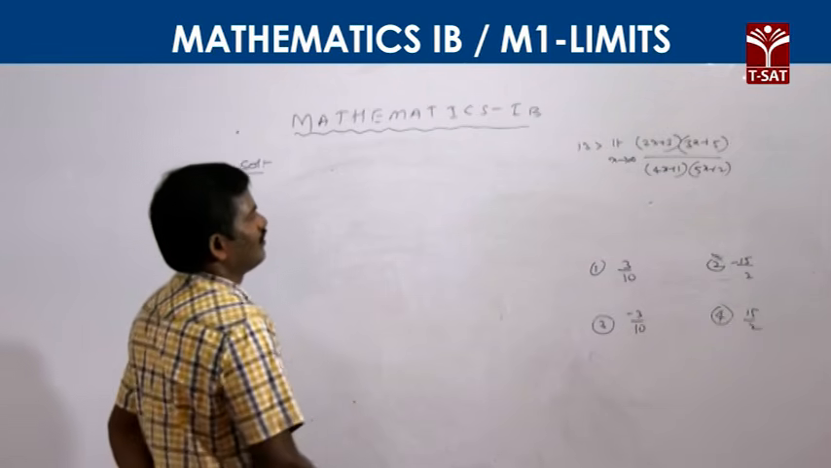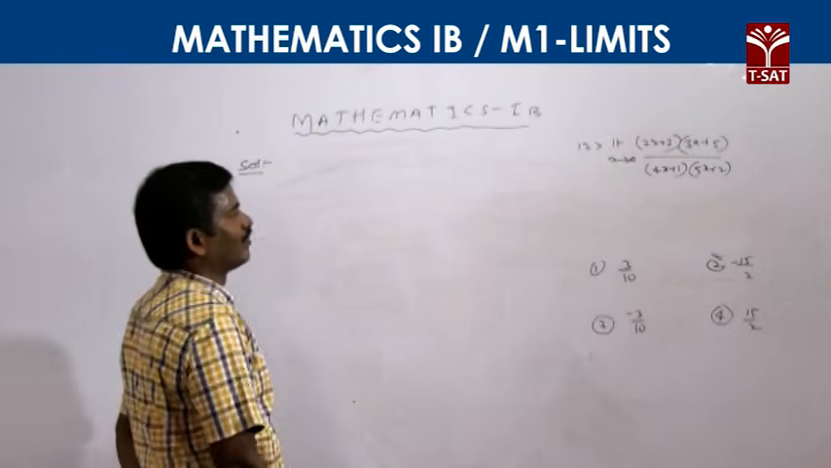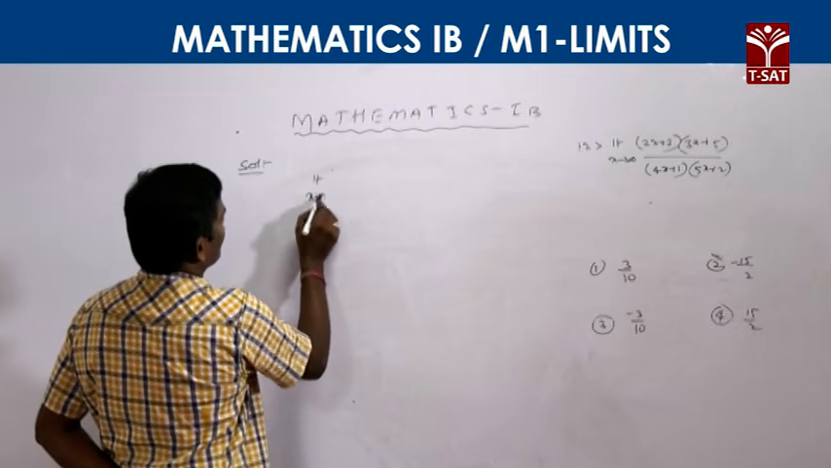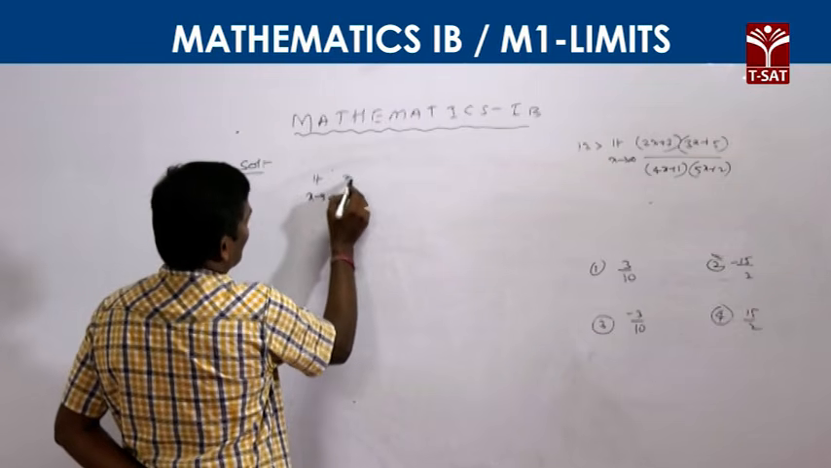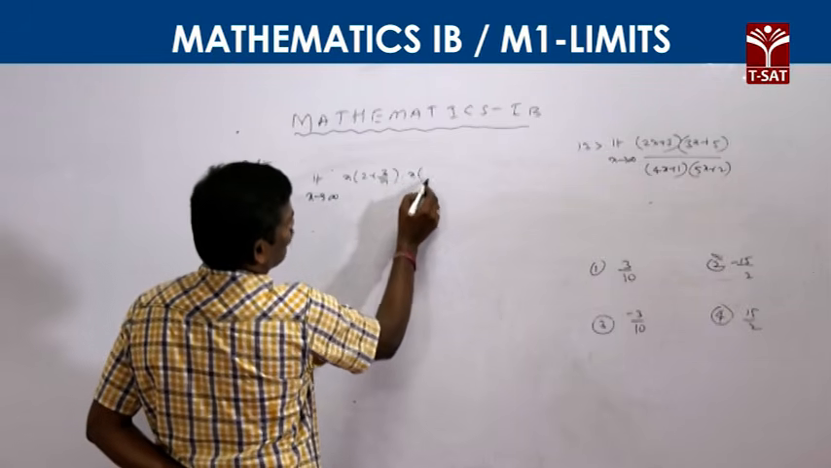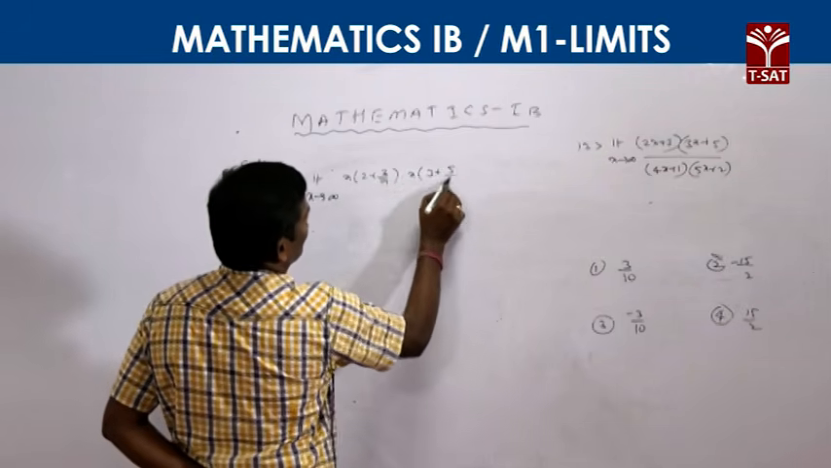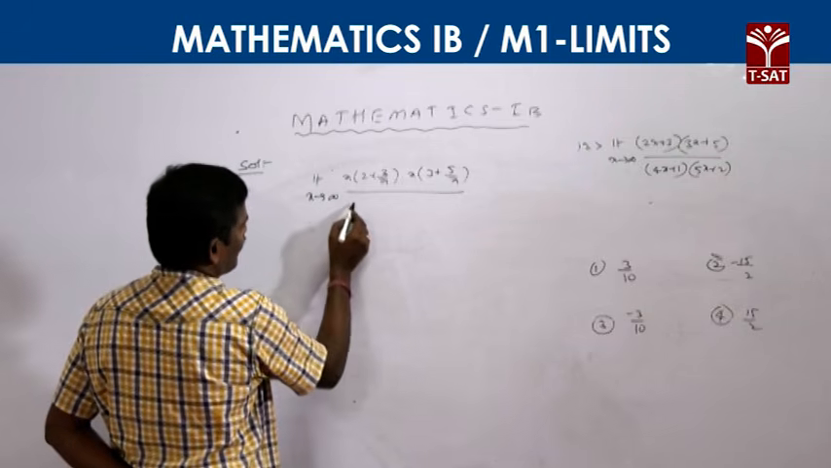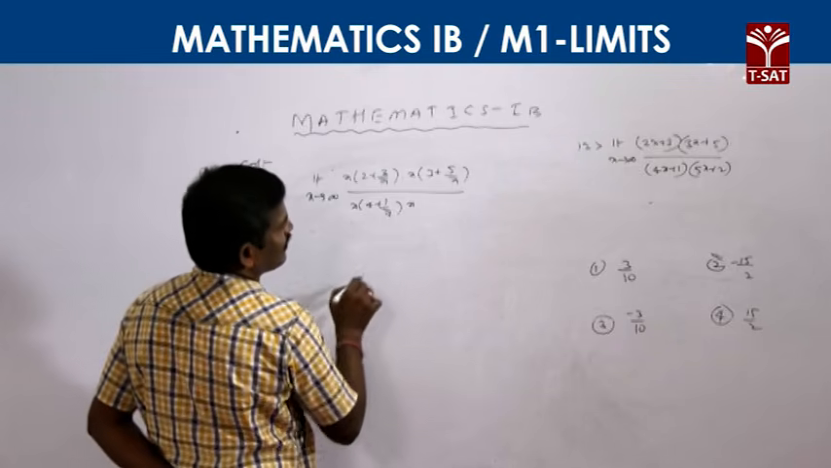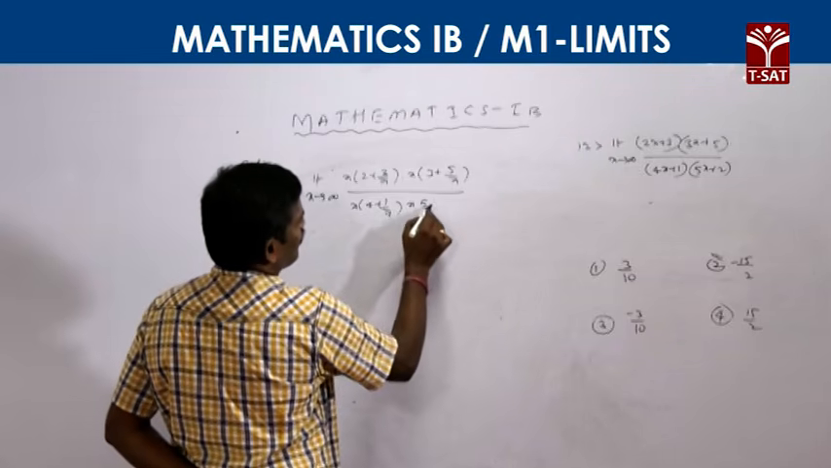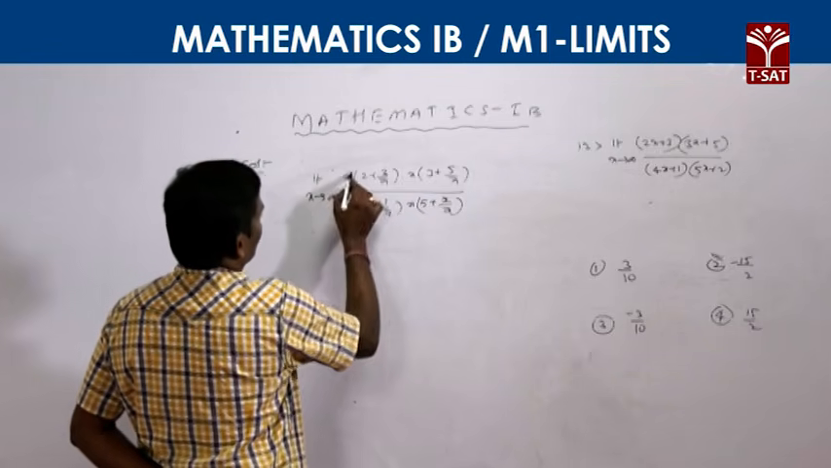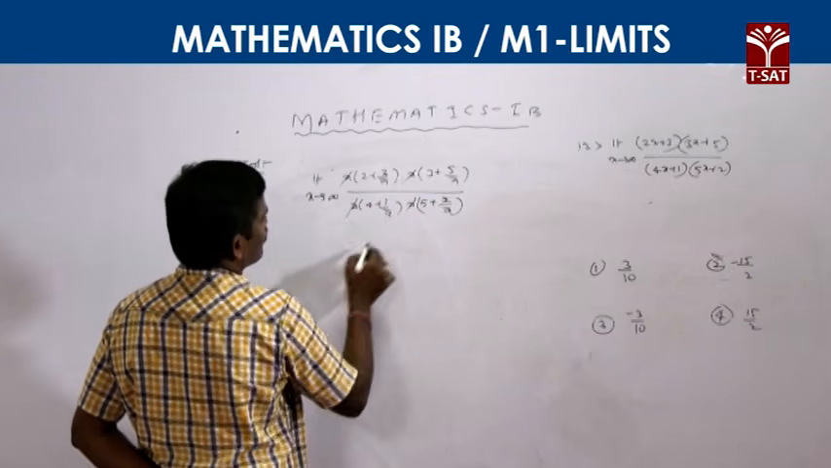It is an infinity form, so we need to take x common in the numerator and denominator, and after that we need to cancel. So limit x tends to infinity. In the first bracket, taking x common, that is 2 plus 3 by x. In the second bracket also taking x common, 3 plus 5 by x. In the denominator, first bracket taking x common, 4 plus 1 by x. Again in the second bracket taking x common, 5 plus 2 by x. Here x into x, x square, and here also x into x, x square, cancel.